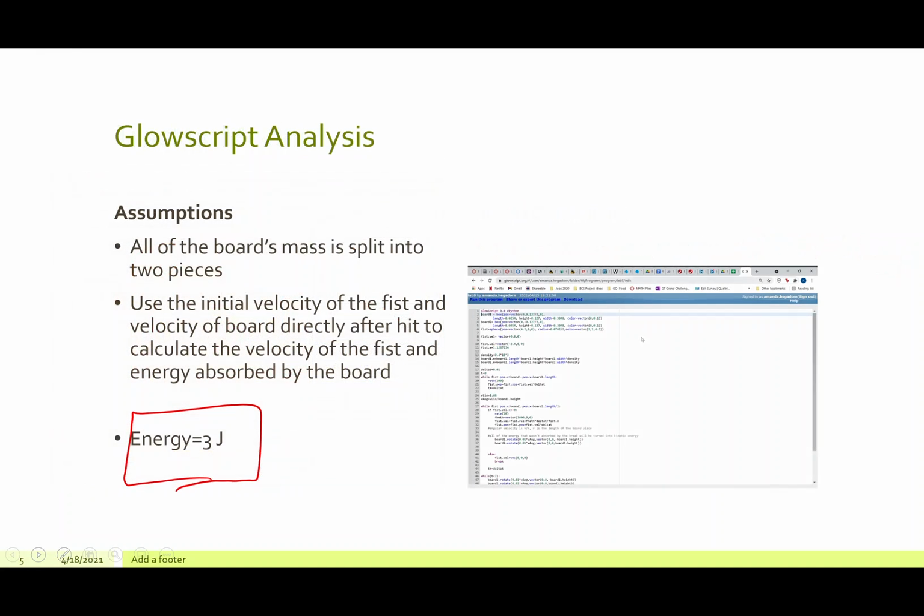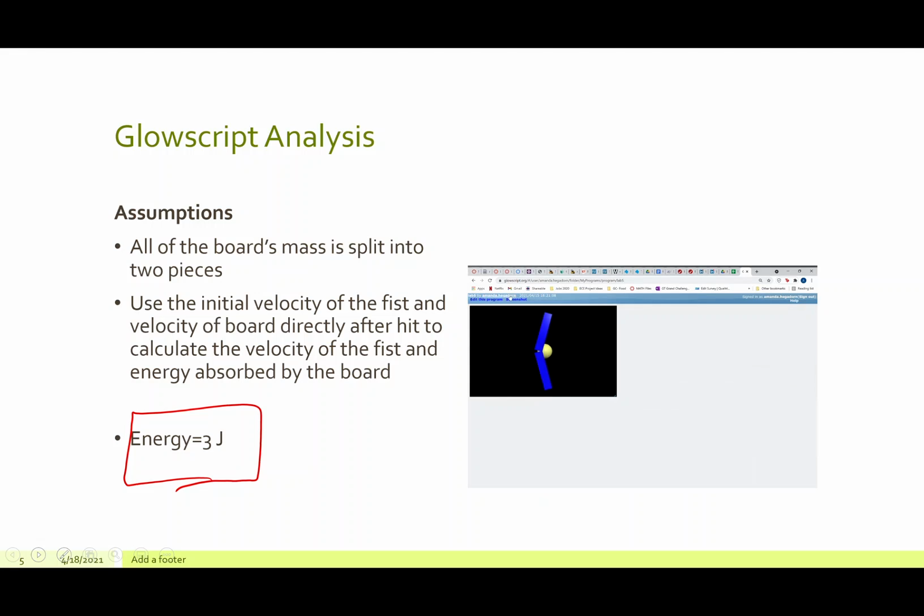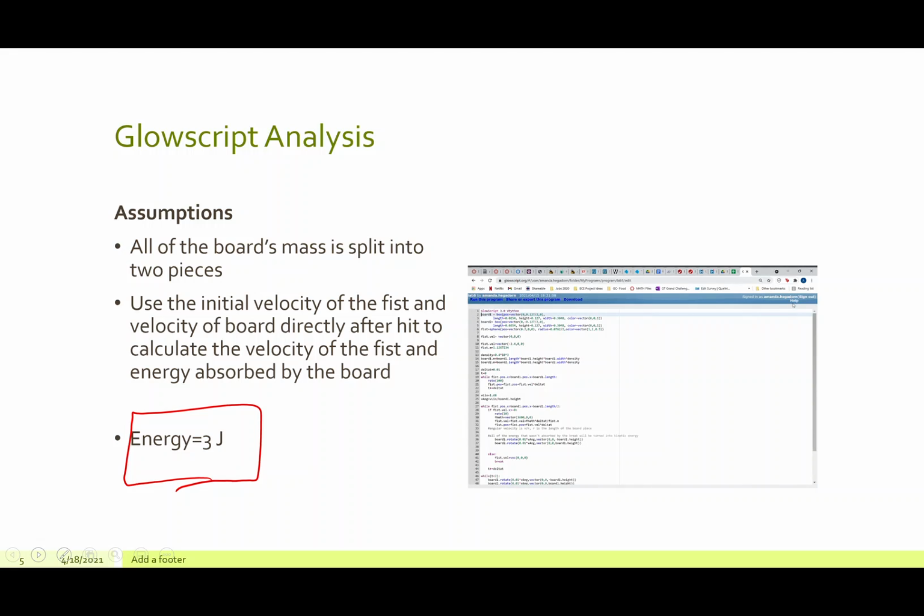In the Glowscript model, we use the initial conditions from the Tracker video, but ignore my hand's acceleration and use only the velocity immediately before striking the board. We also make our calculations in several different loops. One to move the sphere representing my hand, another to slow down the sphere representing my hand and accelerate the wood, and another to rotate the two equal pieces of wood at a constant angular velocity after contact. Using this simulation, we find the final velocity of the fist, and we use that for our energy analysis.